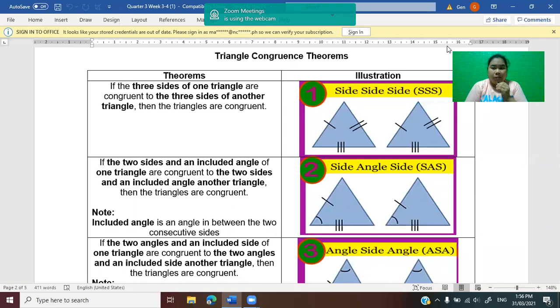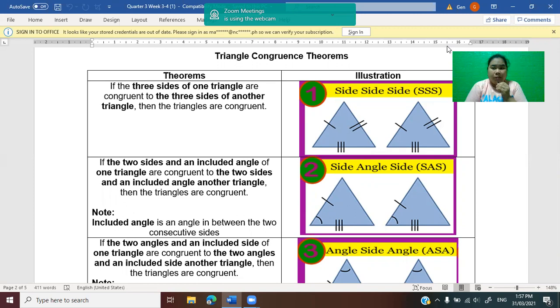Sinabi natin corresponding angles, these are the angles with the same spots of the two different vertices na parehas ng shape. Okay? Pag corresponding sides naman, same spots ng sides na nasa magkaibang shape, dalawang magkaibang shape. Okay. So now we are in illustration of triangle congruence.